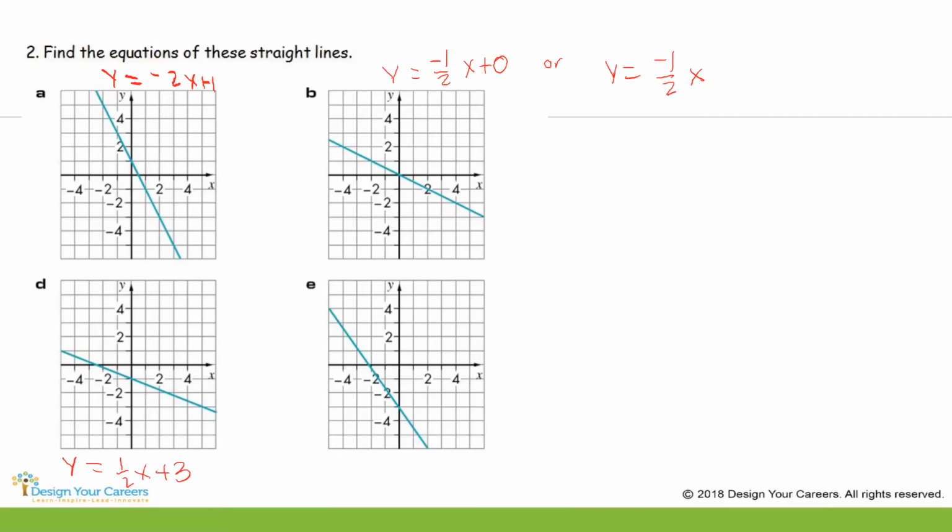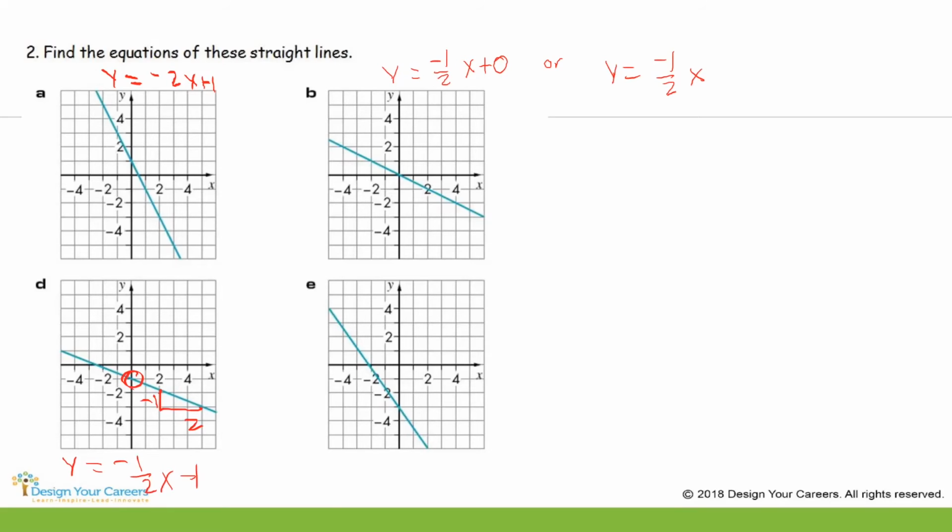Oh, sorry, that is not it. Sorry, I did that one wrong. Y is equal to negative 1/2 x minus 1, right? Because we're looking at that y-intercept negative 1. Then we are going down 1, running 2, down 1, running 2. All right, so we get negative 1/2, negative 1/2.